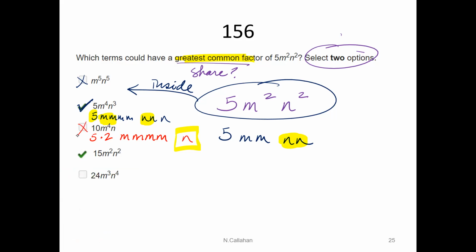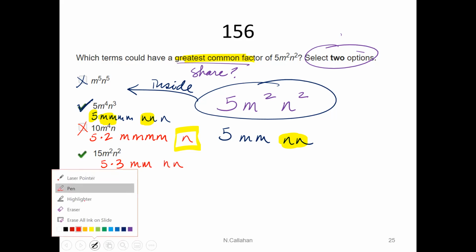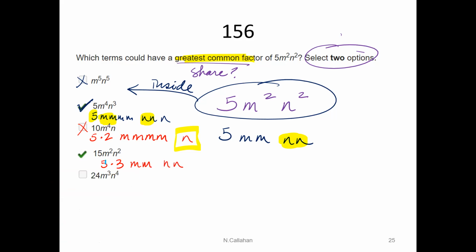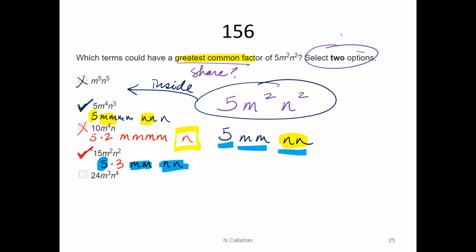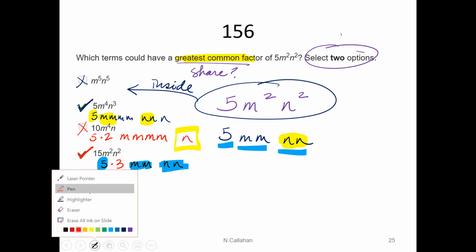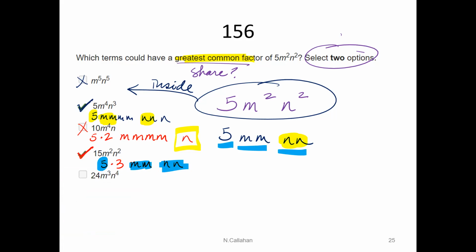So it's not C. Take a look at D. D is 5 times 3 is 15, 2m, 2n. Does this have the 5? Yes, it does. Does it have the 2m? Yes. Does it have the 2n? Yes. So that's another answer. With the other option, nothing times 5 gives you 24, so that's not an answer. So those are your answers, and that's how you determine which one is the correct answer.